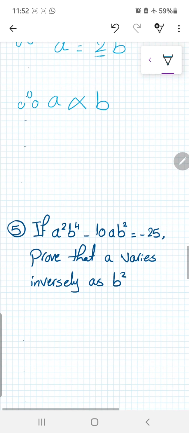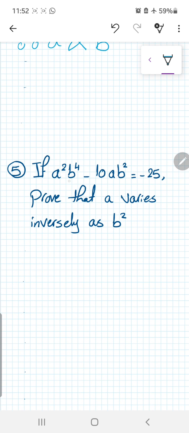Okay, another example. If A power 2 B power 4 minus 10 A B power 2 equals negative 25, prove that A varies inversely with B power 2. So we want to prove that A varies with 1 over B power 2. So we also want to prove that A equals any number over B power 2.